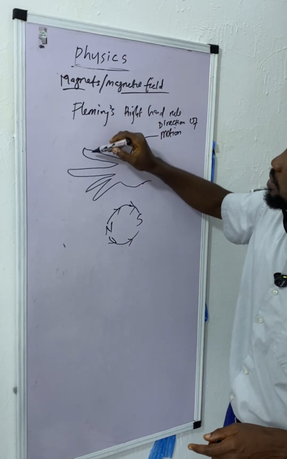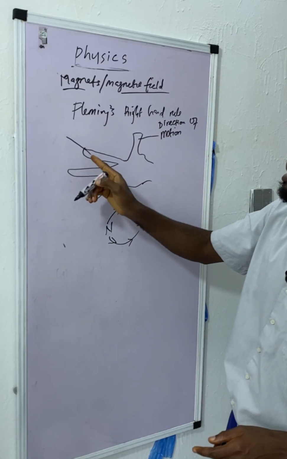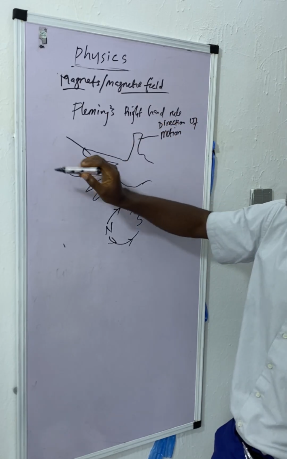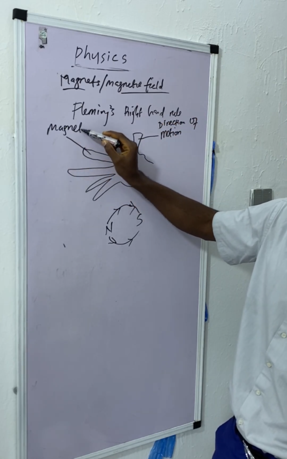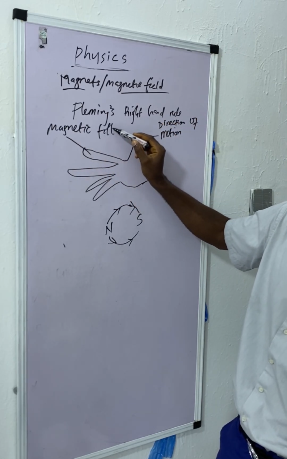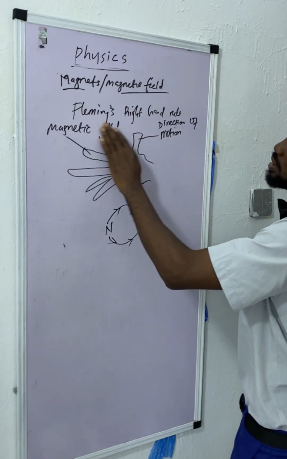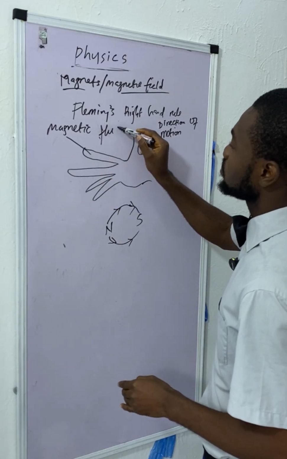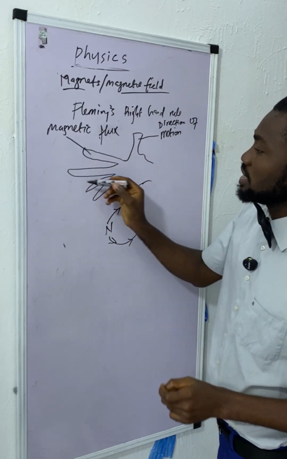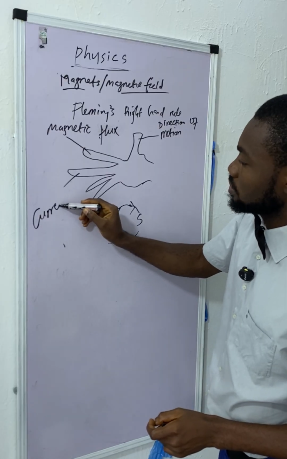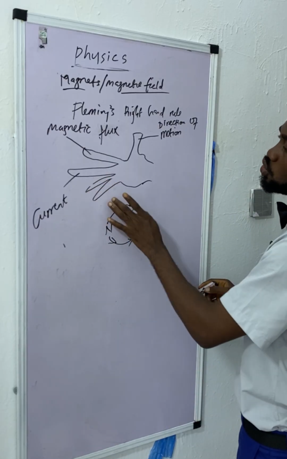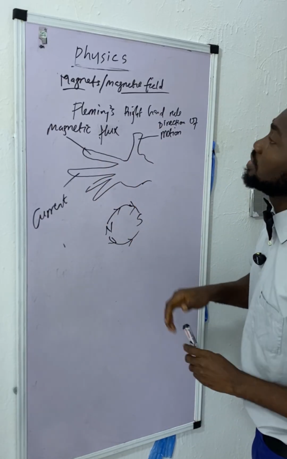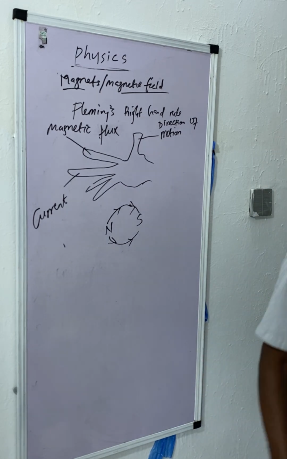Then this one, index finger, is the magnetic field or flux. Let's put flux. Magnetic flux. Then this one is the what? Current. As simple as that. These two no join. Only these three. That's for the Fleming's right hand rule.